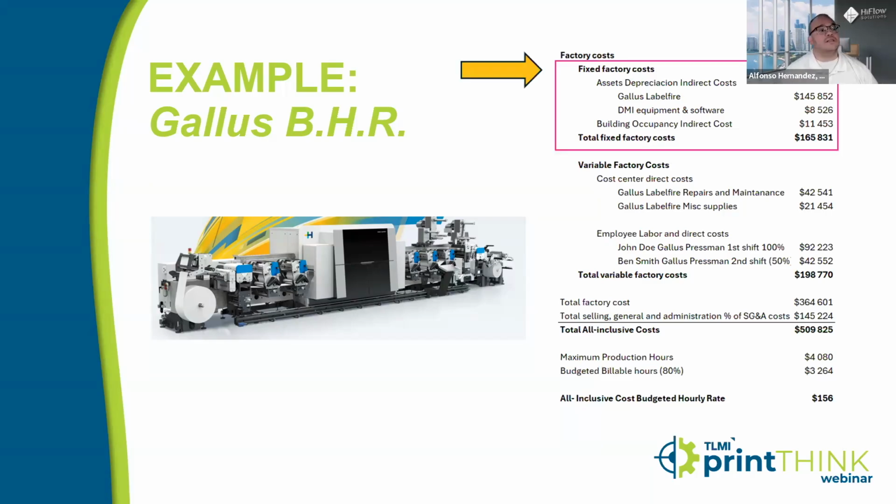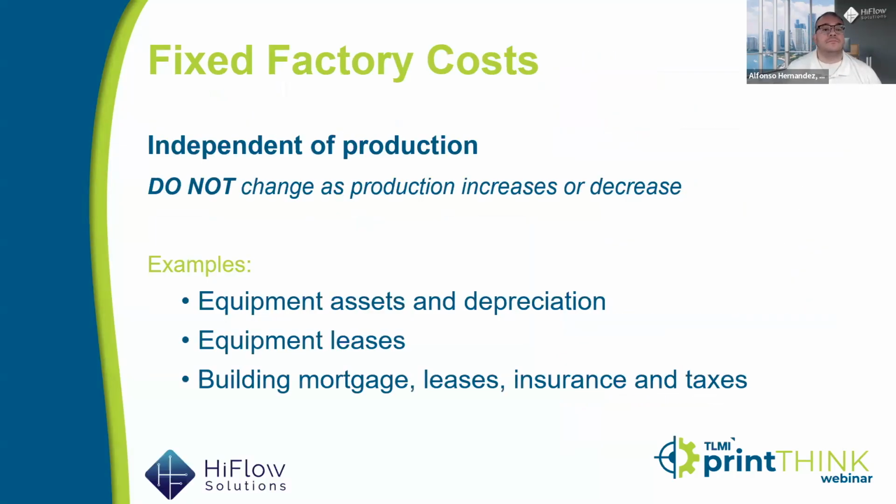Let's first discuss our fixed factory costs. These are independent costs of production. They don't change if your production increases or decreases. So your rent, your lease, and other costs like production machine costs are all incorporated in these fixed costs.